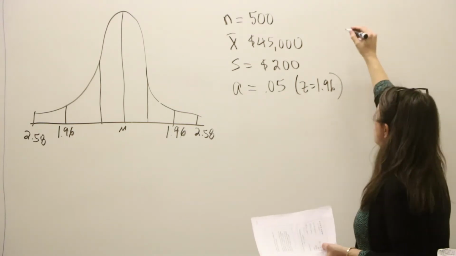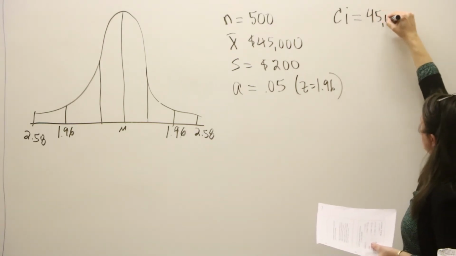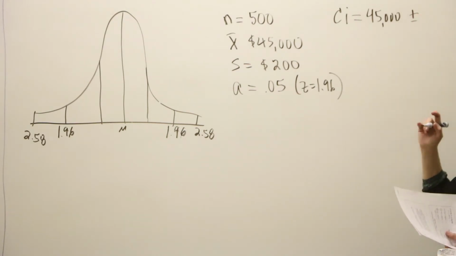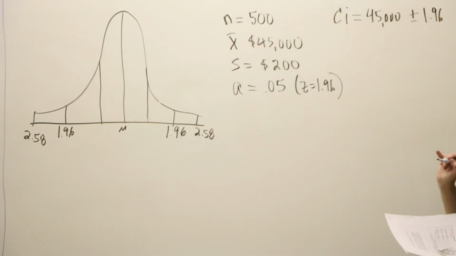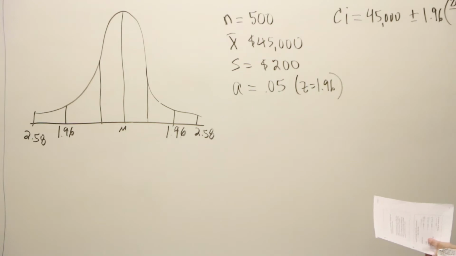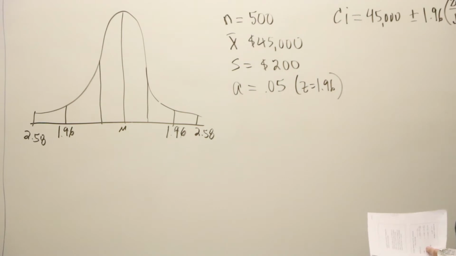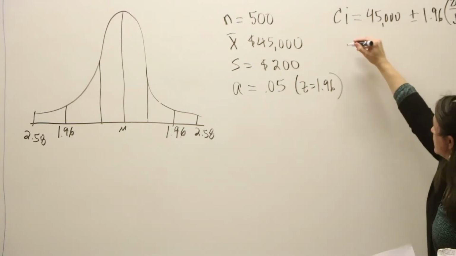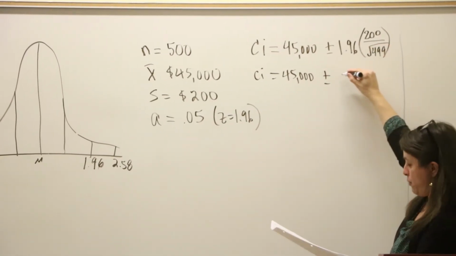And then in order to create the interval, we have this formula that starts with our mean of 45,000, and then we say plus or minus because we're going to add and subtract from that. And we're going to use 1.96 as our z-score. And then we're going to multiply that by our standard error, which is the 200 divided by the square root of our sample size minus 1. So it's the square root of 499. When we do all that math, what we found was we had a confidence interval in which we would be adding and subtracting.